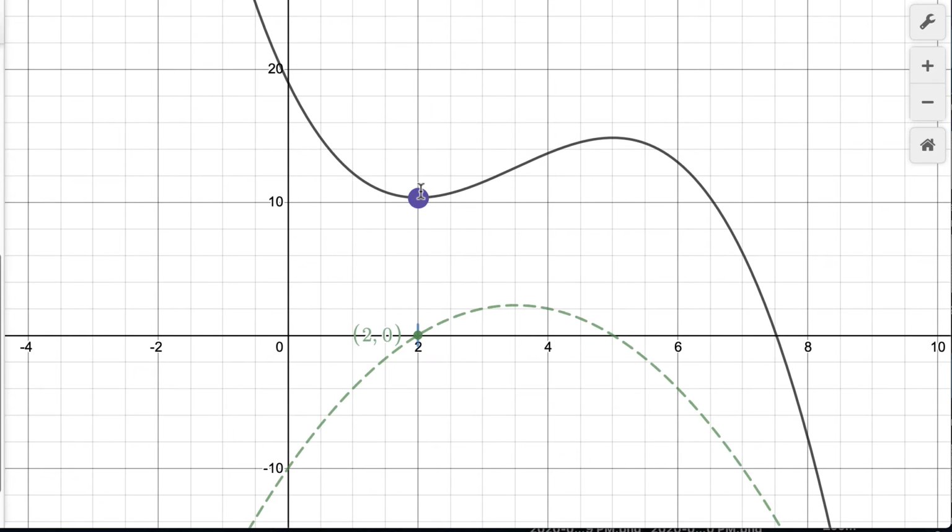When I look back at the critical value at x equals 2, to the left of that critical value, the derivative has negative values. To the right of x equals 2, the derivative has positive values. Because the derivative changes sign, that tells me I went from decreasing to increasing, and therefore I have a local minimum in this case.